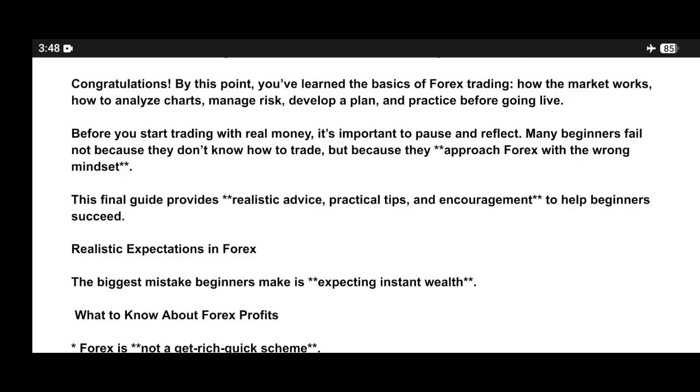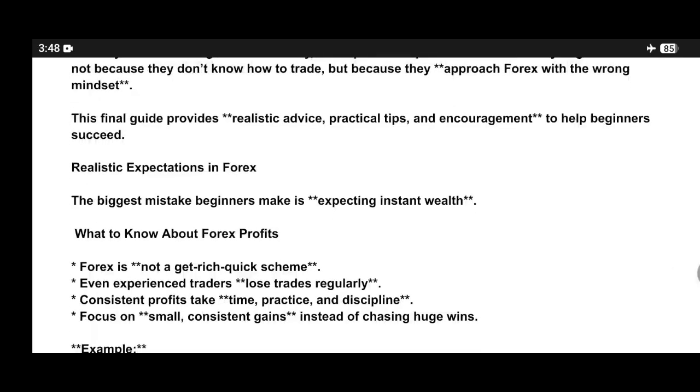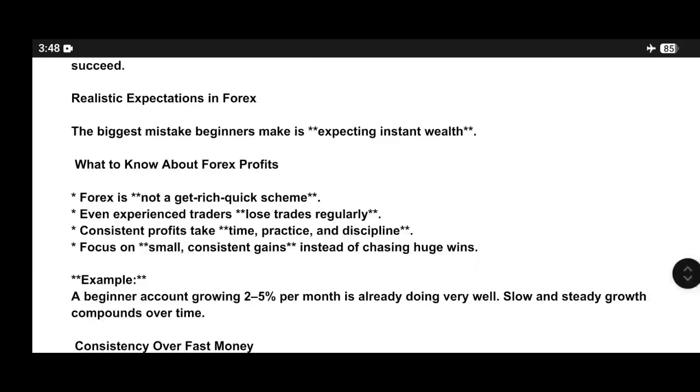So, what are the realistic expectations in trading? The biggest mistake beginners make is expecting instant wealth. What to know about forex profit is that forex is not a get-rich-quick scheme. Even experienced traders lose trades regularly. Consistent profit takes time, practice, and discipline. Focus on small consistent gains instead of chasing huge wins.